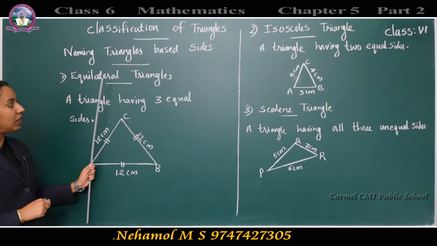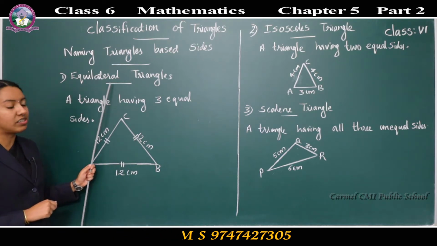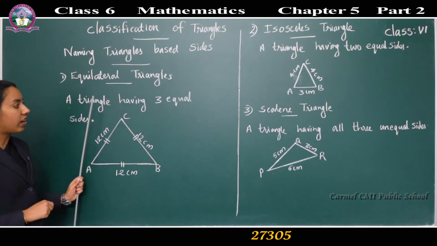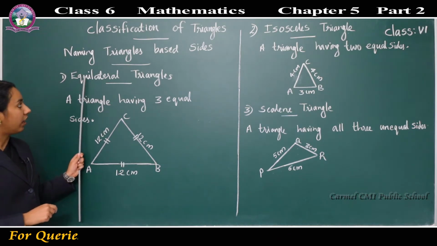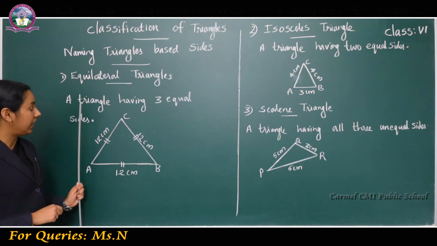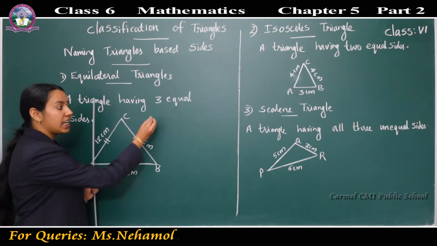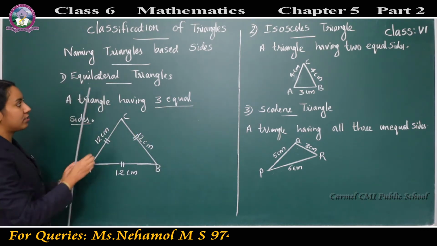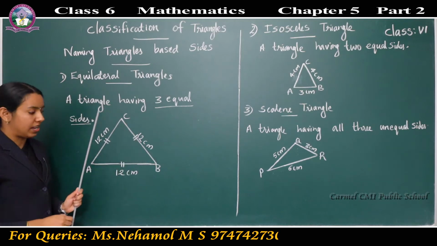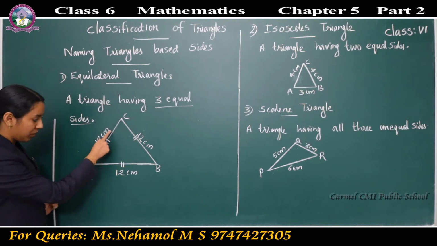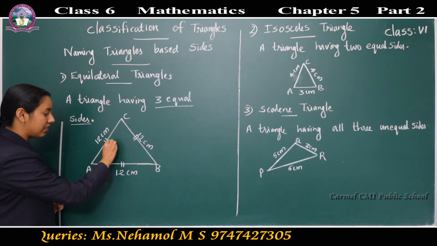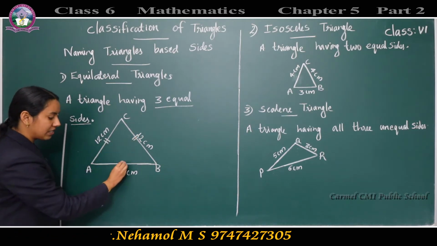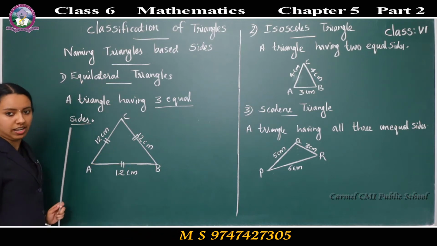First one, equilateral triangles. A triangle having three equal sides is known as an equilateral triangle. An example is given here: 12 centimeter, 12 centimeter, 12 centimeter. Three sides are equal, so it is an equilateral triangle.